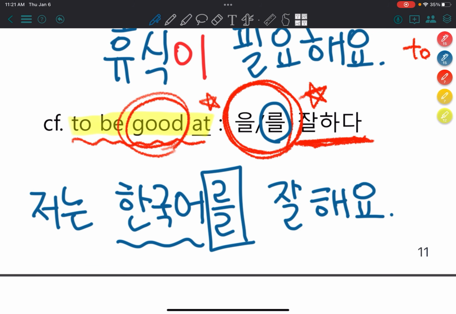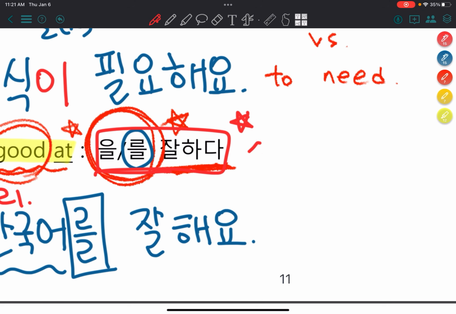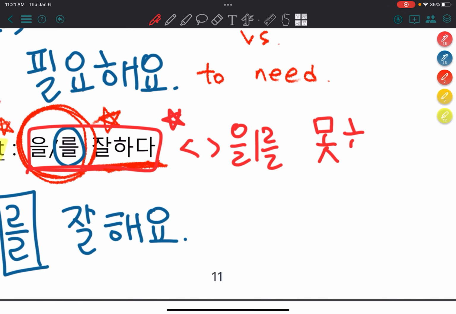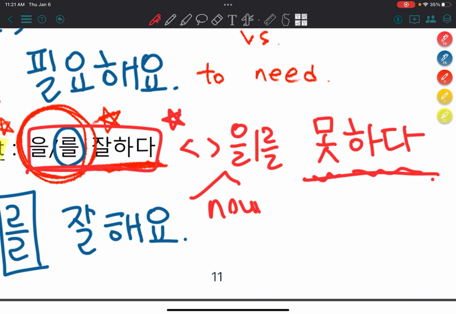Or if you want to say I'm good at cooking, you can say 저는 요리를 잘해요. 요리 means cooking. And the antonym would be 못하다. 못하다 literally means can't do. So it means you can't do something, as in you're not good at something.